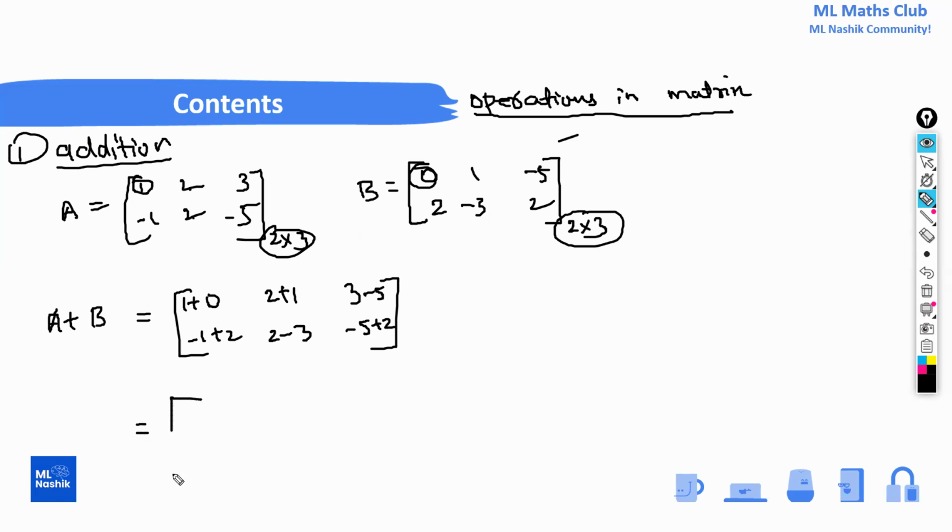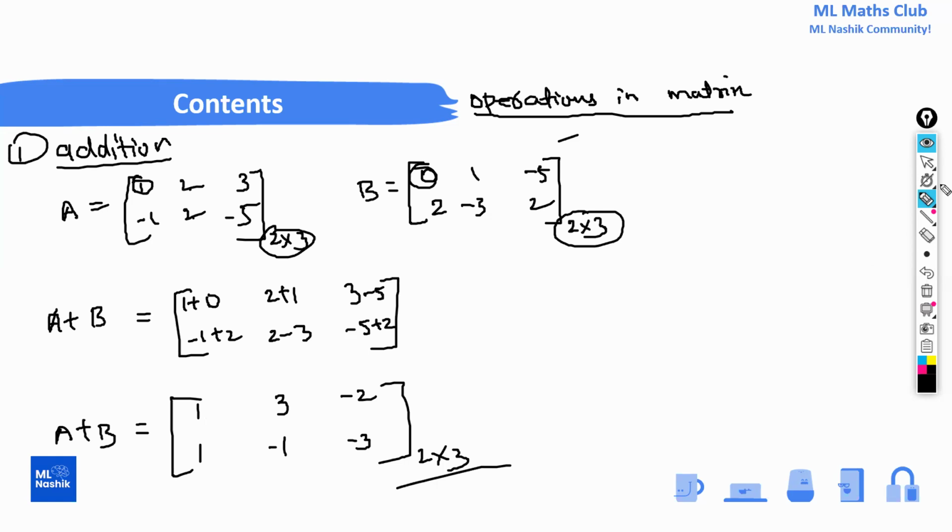So the resultant matrix will be 1, 2 plus 1 is 3, 3 minus 5 is minus 2, minus 1 plus 2 is 1, 2 minus 3 is minus 1, and minus 5 plus 2 is minus 3. So here you have your resultant matrix A plus B. And the order of this matrix will be the same as A and B. The order of this matrix is 2 by 3. So this is how you add two or more matrices, or even subtract them. You have to follow the same steps, but make sure that the order of these two matrices should be the same.